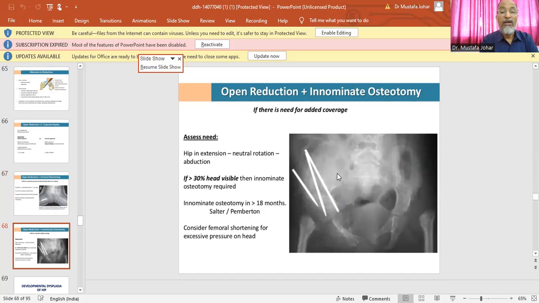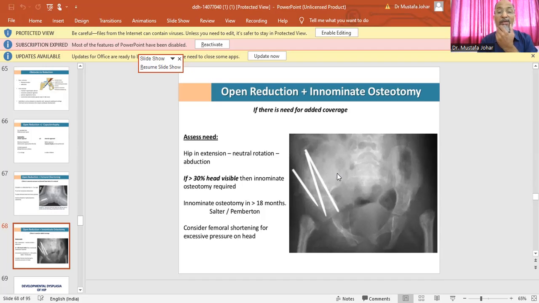If the head is not covered with the acetabulum, it will go into decay or into degenerative changes of the joint. Hip is in extension and neutral position and is abducted. If more than 30% of the head is visible from the innominate bone, then osteotomy of the innominate bone is important so as to give rise to the coverage of the head through the acetabulum.